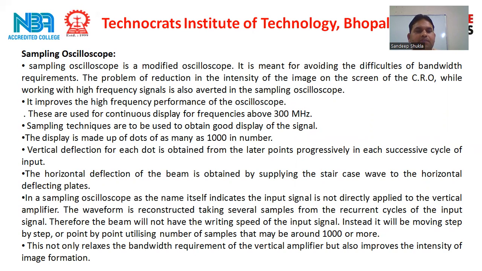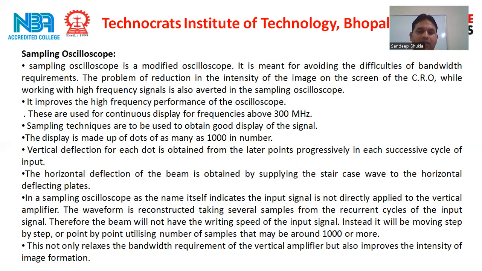The display is made up of as many as 1000 dots. Vertical deflection for each dot is obtained from the sampled points. The horizontal deflection of the beam is obtained by supplying a staircase wave to the horizontal deflection plate. And in the sampling oscilloscope, as the name itself indicates, the input signal is not directly applied to the vertical amplifier. The waveform is reconstructed by taking several samples from the recurrent cycles of the input signal.